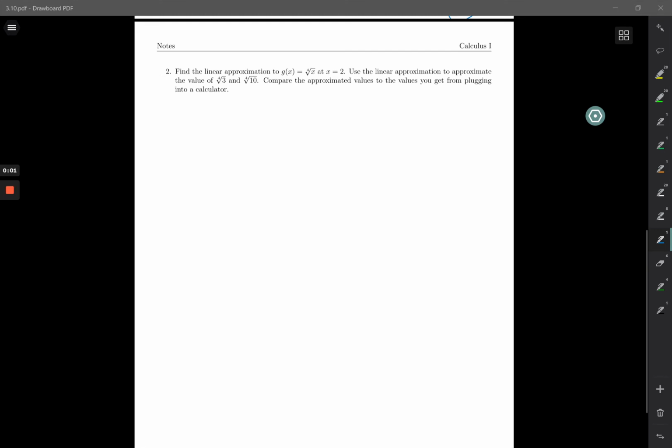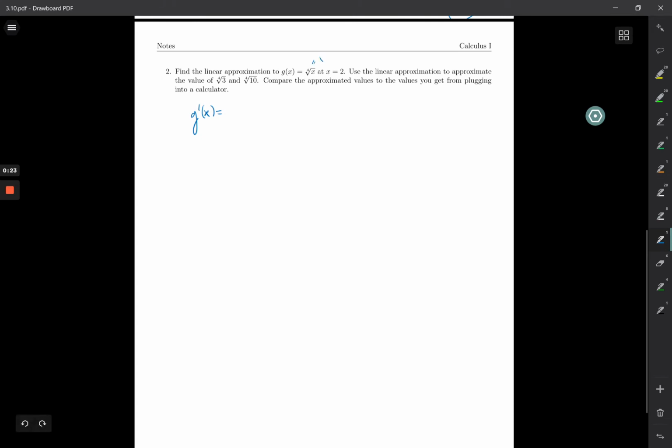Okay, so here we have one more example from this section, and we are going to use the linear approximation for the fourth root of x at x equals 2. And so we just need to find the equation of the tangent line. So we start off by taking the derivative.